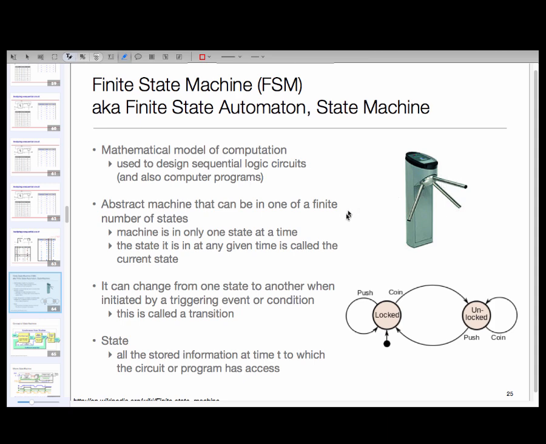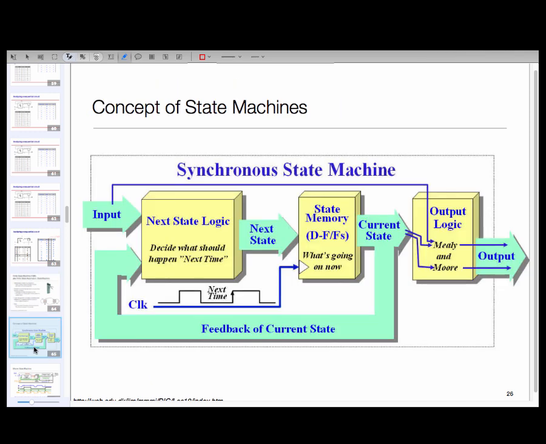In fact, that one bit of memory is probably driving the motors or the brakes or whatever mechanics this guy has. So state is all the stored information at time t to which the system, the machine, the software on the machine, the circuit has access to. Okay, so that's the concept of state. And what we are dealing with now is computers which have a finite amount of memory. Okay, and how do we deal with them?